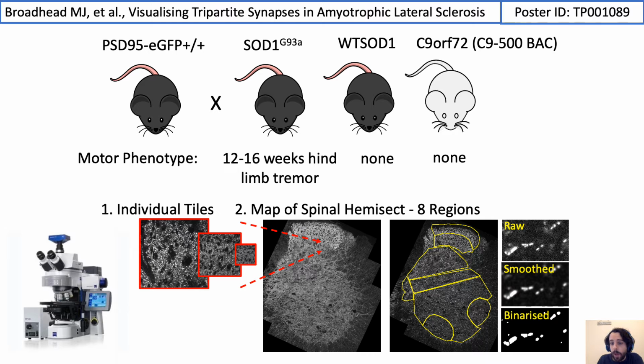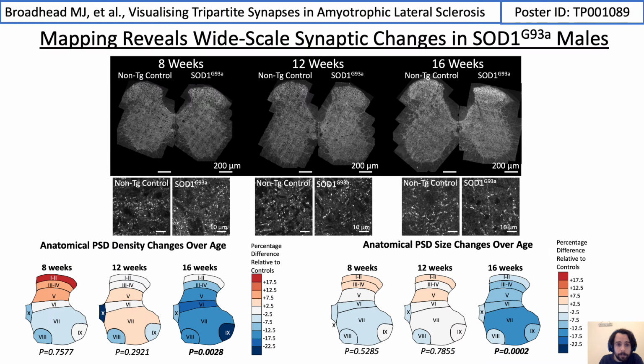We performed high resolution and super resolution microscopy across the lumbar spinal cords to generate anatomical maps of synaptic level changes in ALS from analysis of millions of synapses.